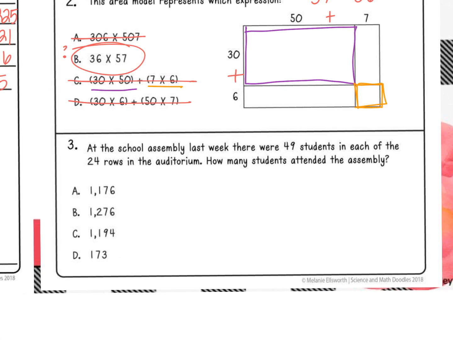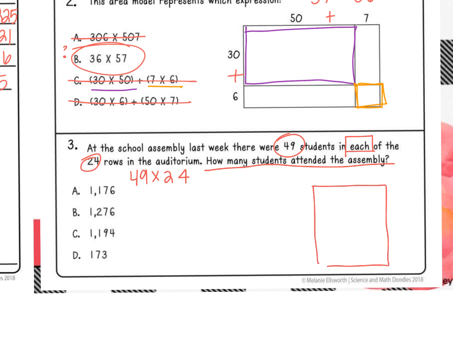And then the last one. At the school assembly last week, there were 49 students in each of the 24 rows in the auditorium. How many students attended the assembly? What is my problem going to look like? What am I doing in this problem? Good. 49 times 24. So we draw our area model. That's too big. Draw a smaller area model. Okay. Remember, divide it into 4 sections.